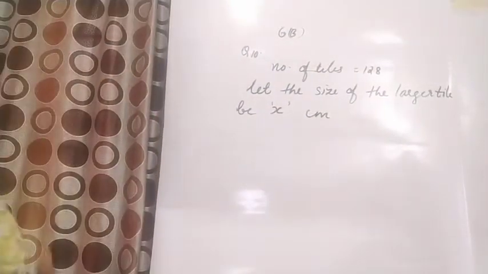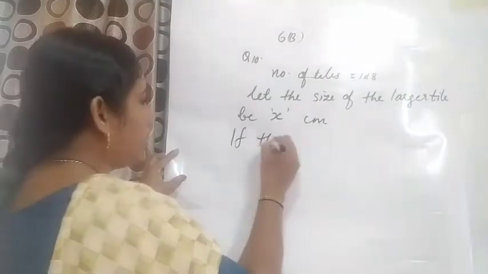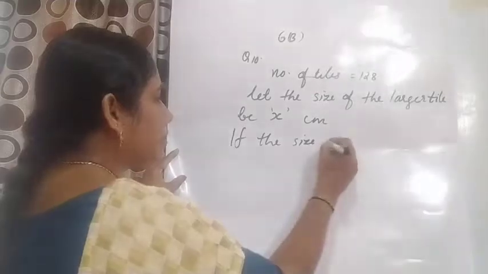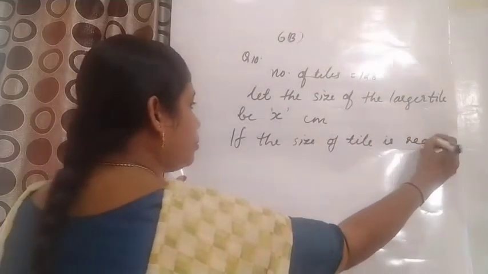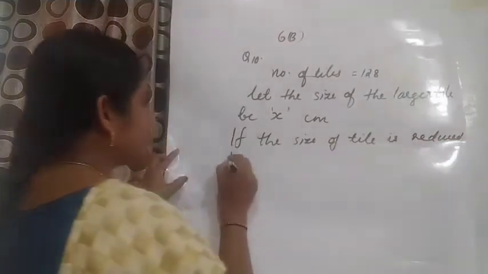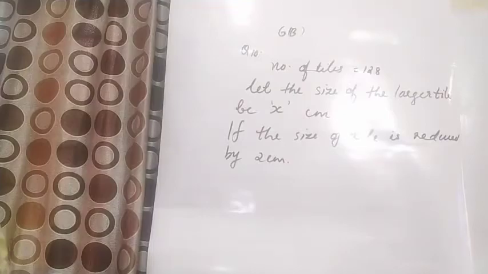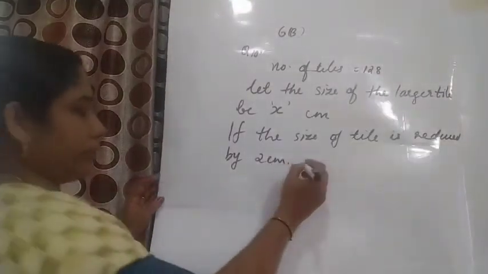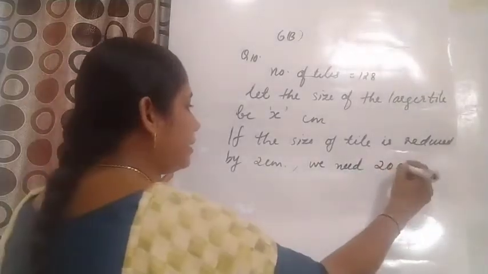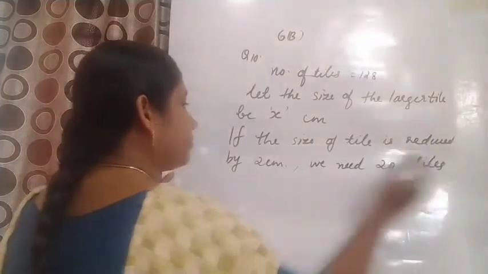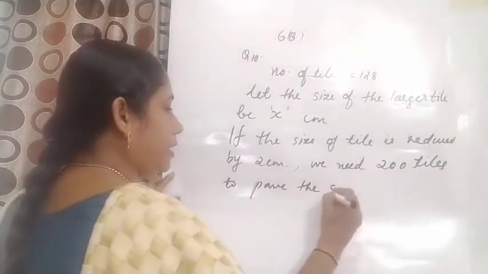Number of tiles required is 128. If the size of the tile is reduced by 2 centimeter, that means each edge of the tile is reduced by 2 centimeter, we need 200 tiles to pave the same area.